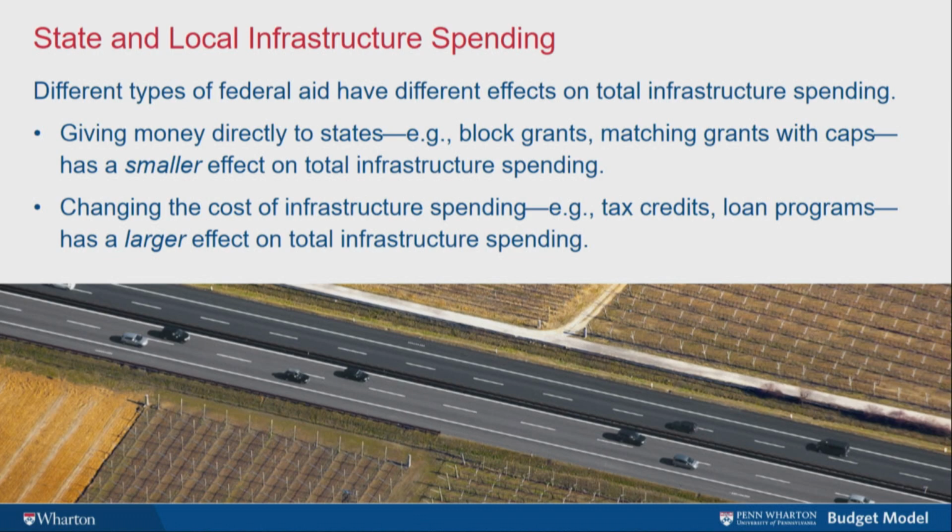Okay. So I'd like to start talking a little bit about how state and local budgets are affected by federal aid. One of the ways that the federal government can provide aid to state and local governments is basically to directly give it to them. And they often get this aid in the form of block grants or matching grants with caps. Okay? So your block grant is just an amount of aid that's given directly to the states, and it usually does not carry too many restrictions.